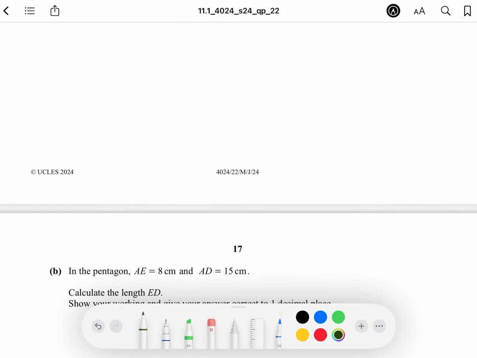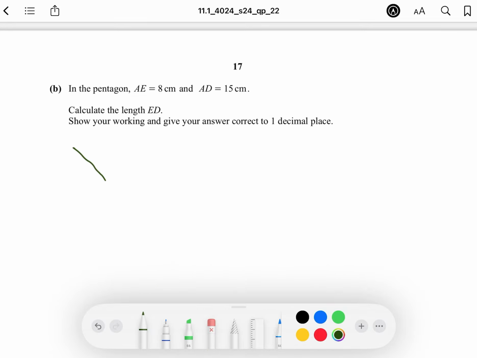I'll use this angle here. Drawing that back with the labels A, E, D, 120 here, 8 is here, 15 is here. This one is a non-right angle triangle. You have the option of sine rule or cosine rule. Sine rule needs 2 angles, 2 sides. We have 3 sides, 1 angle. That means not sine rule, cosine rule.